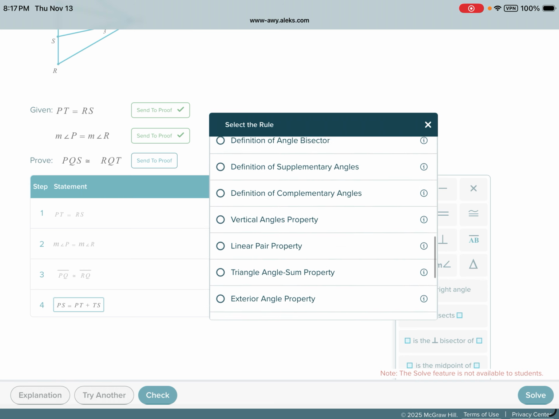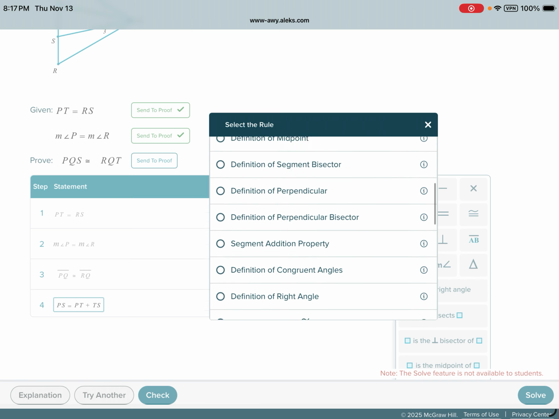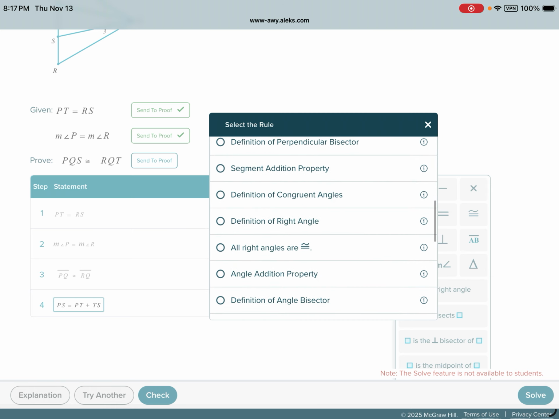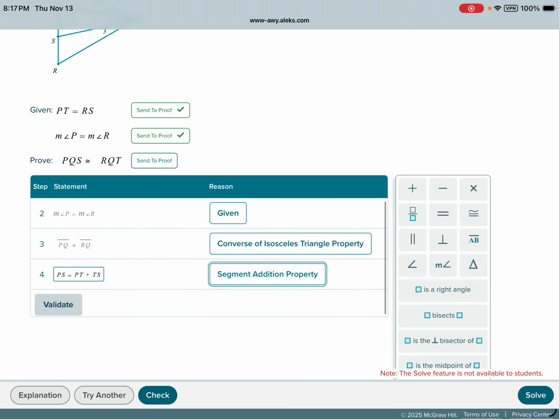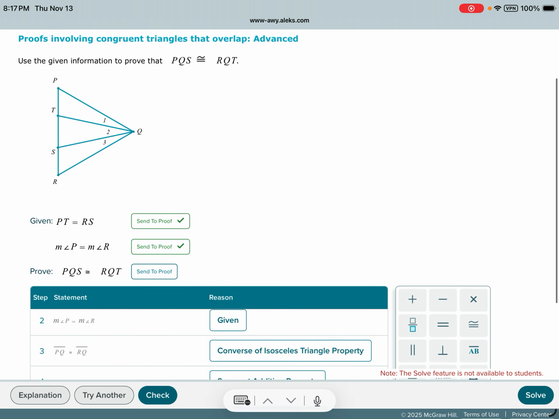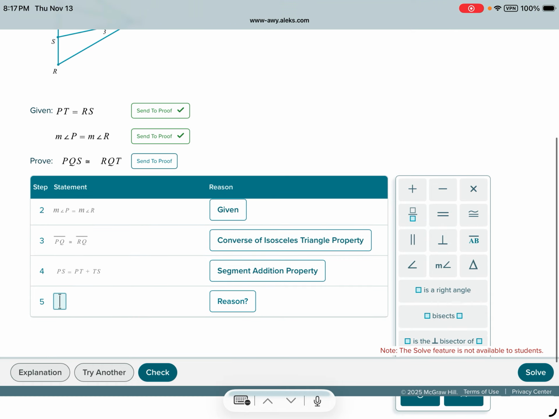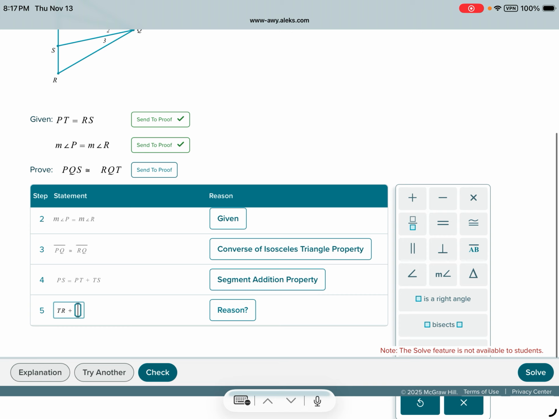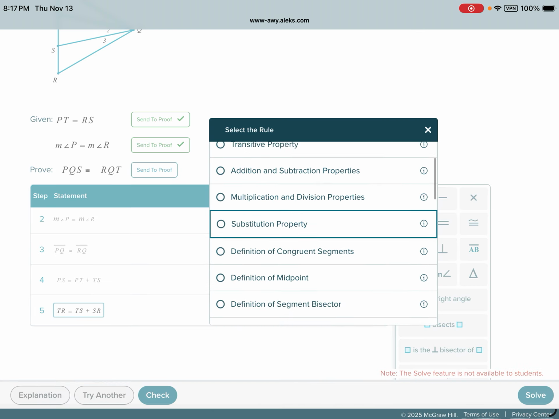Where's segment addition in here? Did I pass it? I might have. Segment addition property. There we go. Okay. PS is in there now. We also need TR in there. TR is equal to TS plus SR, by segment addition also.